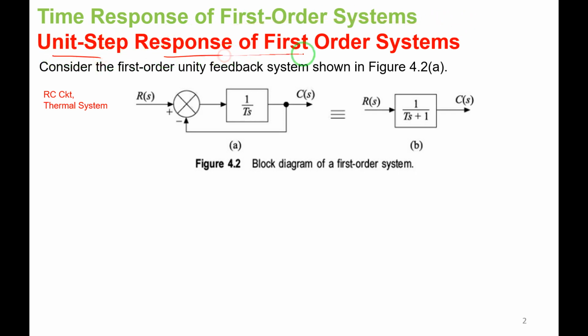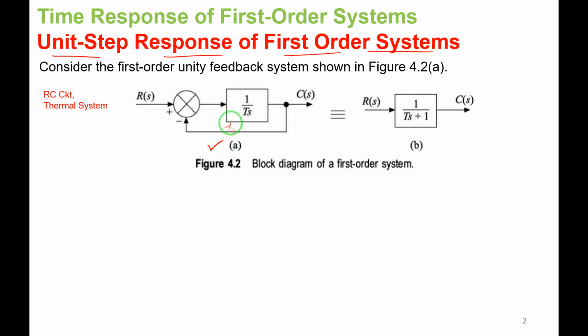Okay, we'll start with the derivation. Unit step response of first order system. We will consider the first order system. It is shown in figure A here, the block diagram of the first order system. You can observe the input is R of S, and output is C of S, and the forward path transfer function is 1 by Ts, and the feedback path from output to input is unity negative feedback, right?